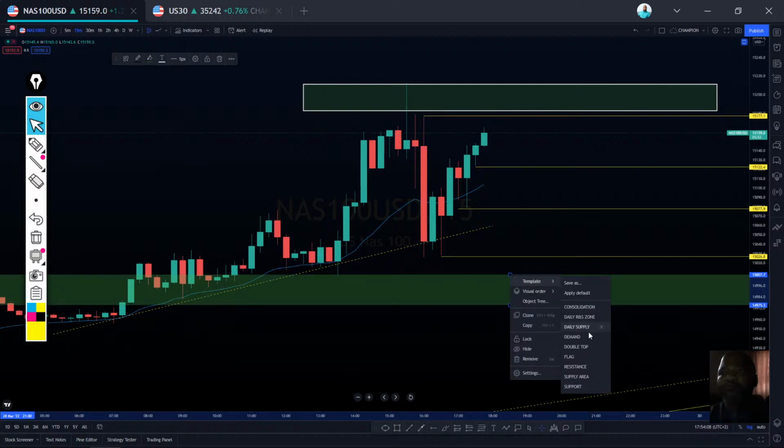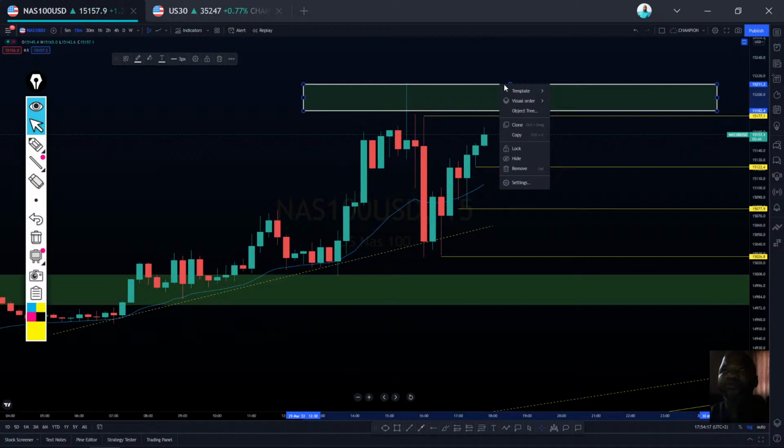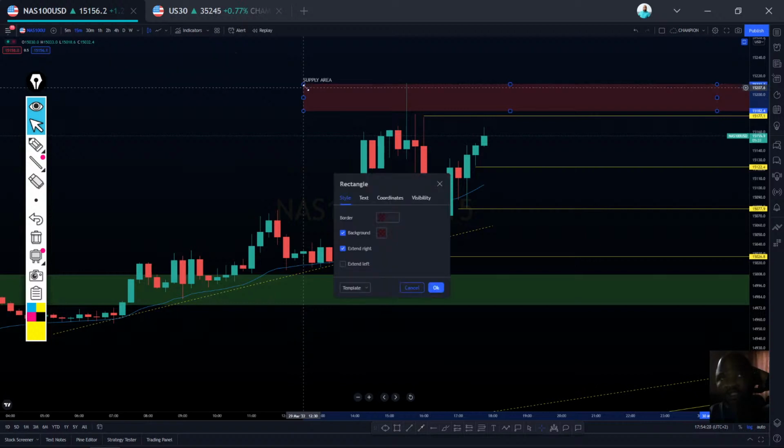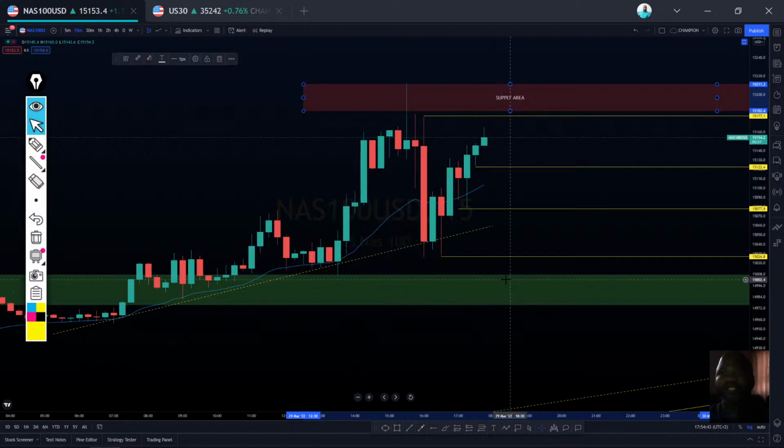Yeah, and then this is my daily supply area. Why I make it red is because when I reach this area, usually I look for cells. I hope it's understandable, like it's visible. Yeah, let me do it like this so that you can be able to see that.